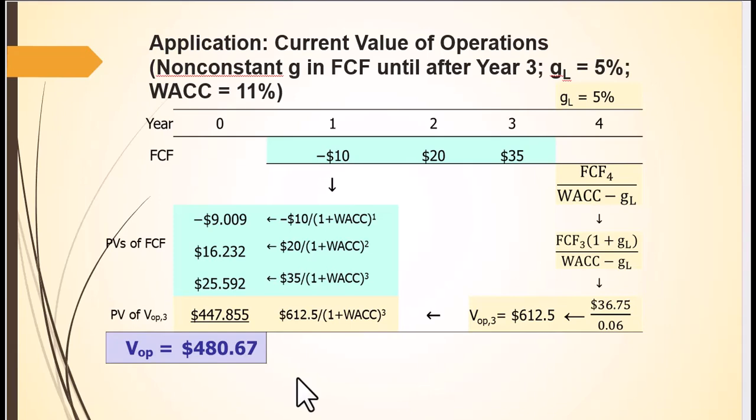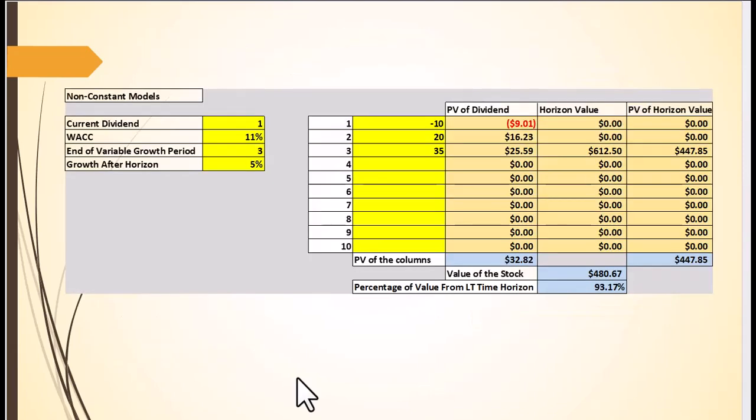On a spreadsheet, what does that look like? Here we have our current dividend. It's $1 here. Weighted average cost of capital is 11%. The ending variable growth period that ends in 3 years. The growth rate after that on the horizon is 5%. You enter the 3 cash flows we know. It calculates the present value of the dividends.